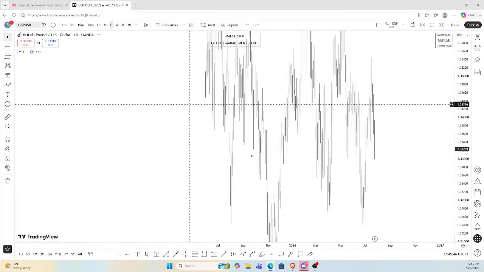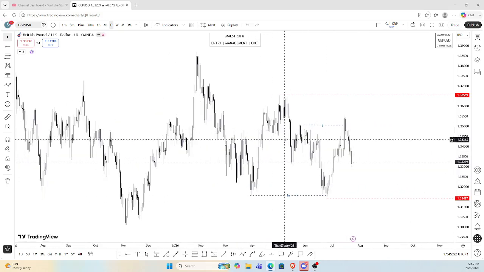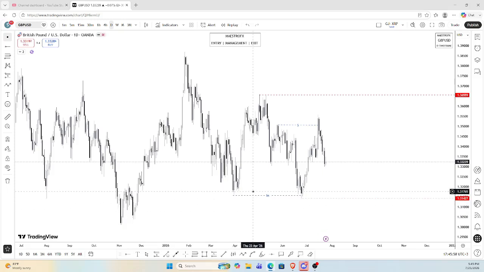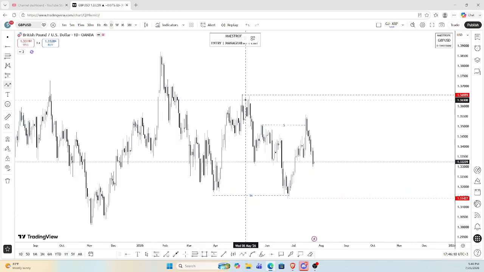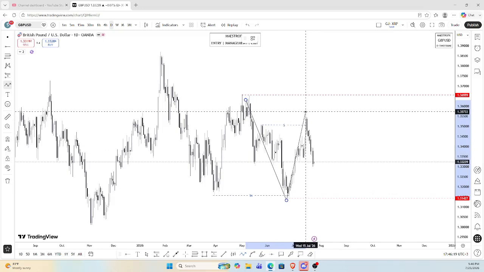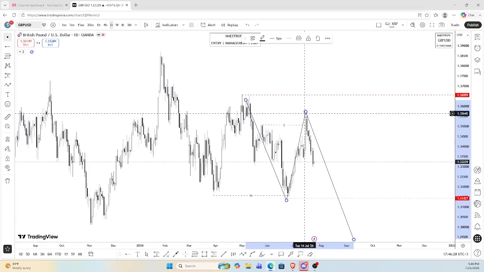As usual, we are going to start from the higher time frame, and for that case you are starting from the daily time frame. Yes, you can see that we had this break of structure. After that break of structure, as usual, we must have that correction, and after correction, as usual, we anticipate the continuation of the trend to the downside.